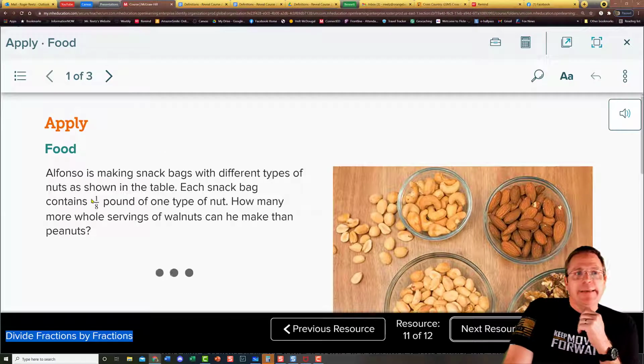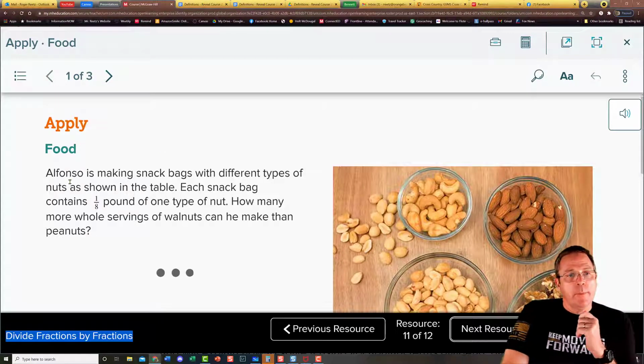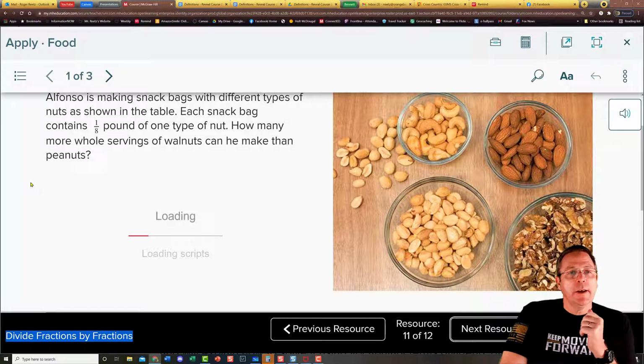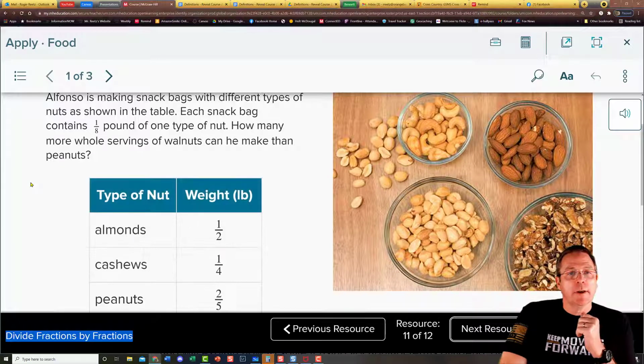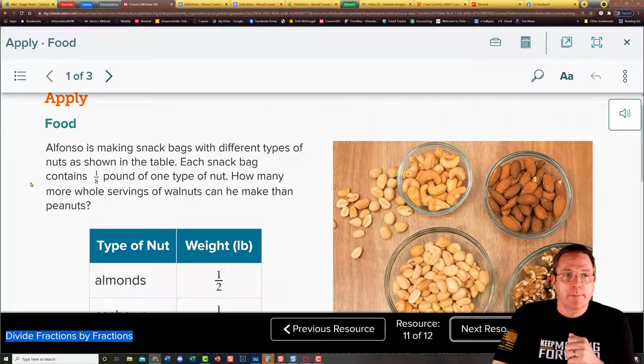And with that, it is time for our apply problem. Alfonso is making snacks with different types of nuts in the table. Each snack bag contains 1/8 pound of one type of nut. How many whole servings of walnuts can he make? How many more whole servings of walnuts can he make than he can make of peanuts?